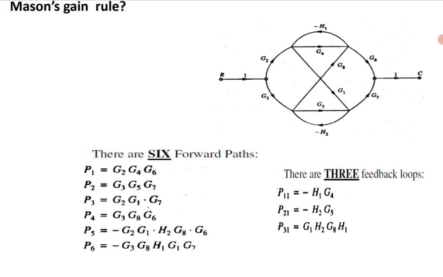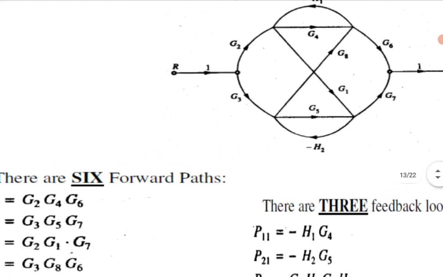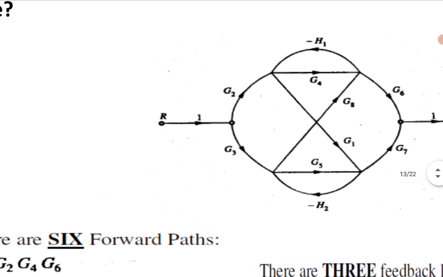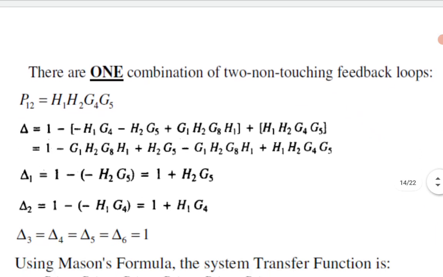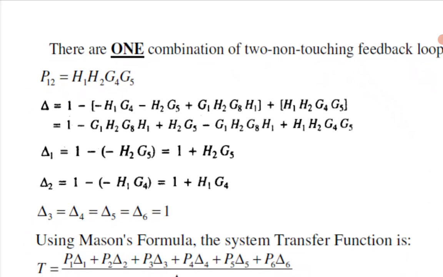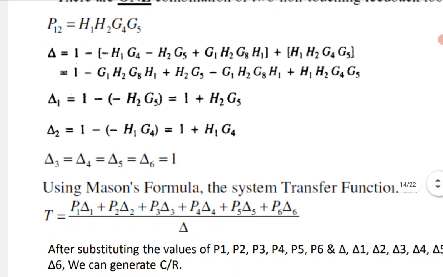When I am considering P1 equal to G2 G4 G6, the loop L will be minus G5 H2. When I am considering P2 equal to G3 G5 G7, my isolated loop will be minus G4 H1, and the rest of the delta values will be 1 because all the nodes have been touched. So delta 1 is 1 minus of minus H2 G5, that is 1 plus H2 G5, and delta 2 is 1 minus of minus H1 G4, that is 1 plus H1 G4. The rest, delta 3, delta 4, delta 5, delta 6, will all be 1.